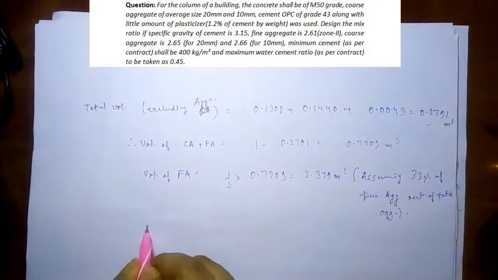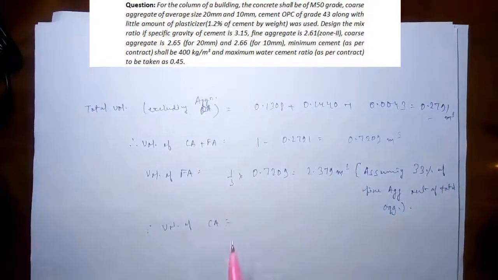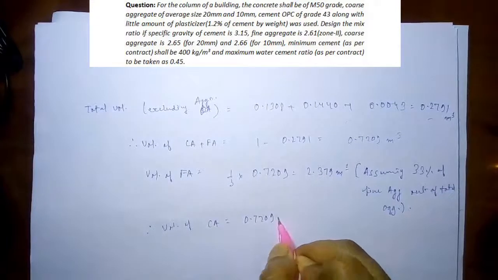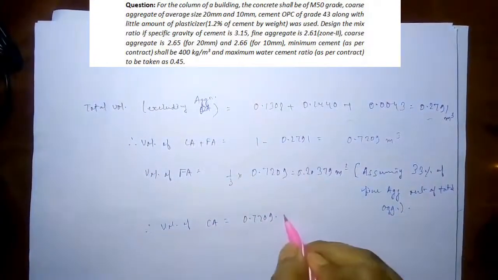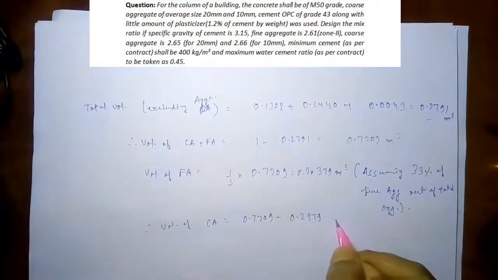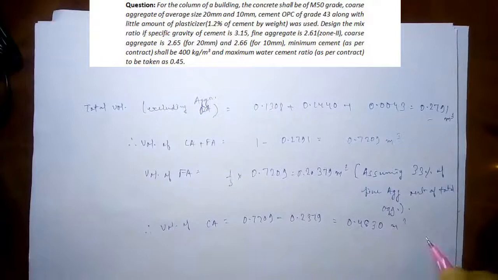So now therefore the volume of CA will be equal to 0.7209, sorry, this is 0.2379. So it is 0.7209 minus 0.2379, and it is equal to 0.4830 meter cube. So this is our volume of coarse aggregate, 0.4830 meter cube.